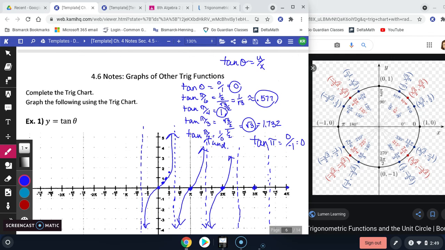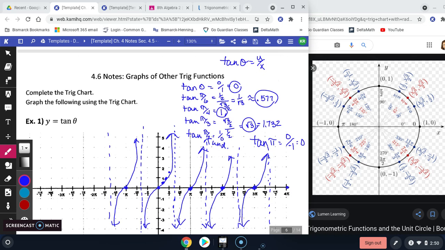Again, you can go through plot points, but this is what your tangent curve is going to look like. At every pi interval, you have an x-intercept. And at the halves, 1.5 pi, 2.5 pi, 3.5 pi, and so on, you have vertical asymptotes. I can follow the pattern. I can go the other direction, but the same thing is going to happen, and that's your tangent function.